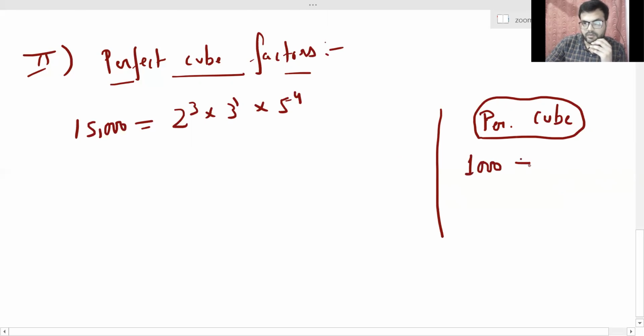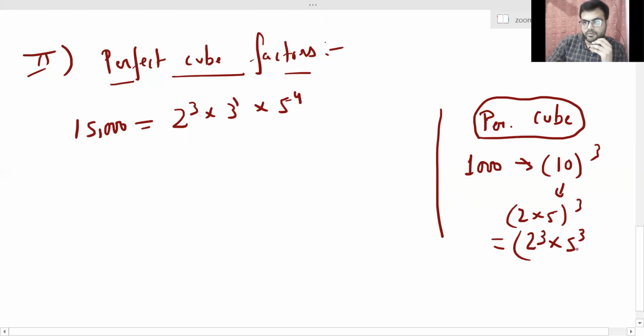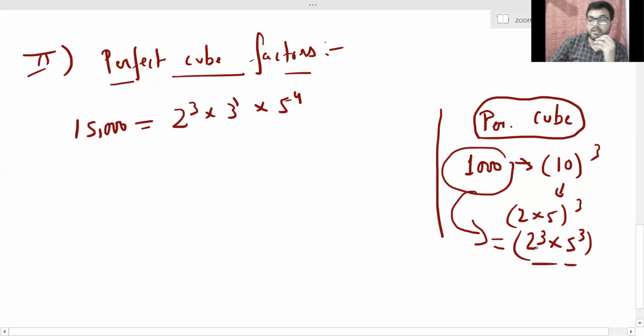Okay, so 1000 can be written as 10 raised to the power 3. Okay, so 10 is what? 2 into 5, to the power 3. So if you open up this bracket, you will get 2 cube into 5 to the power 3. So you can see that if you convert a perfect cube number into its prime factor format, then the power of each prime number in that format will be a multiple of 3. That is the speciality of a perfect cube number.